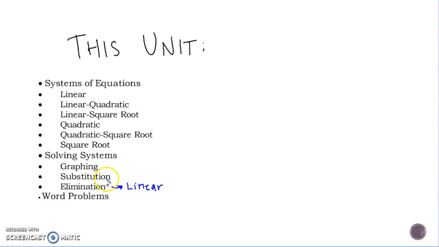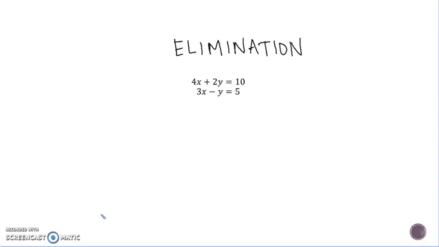Substitution is where you have to have one variable by itself. You isolate it, and then you plug it into the other equation. And graphing is where you look for the intersections. Right? And then we talked about some word problems where the challenging part is writing your equations, and then you solve using one of these methods. So elimination. Okay, again, it only works with linear, and so I have two lines here.